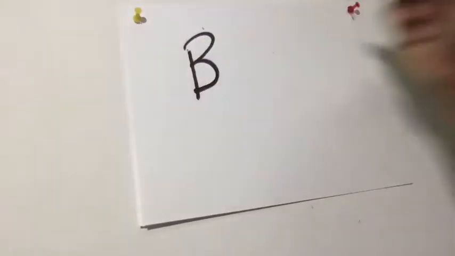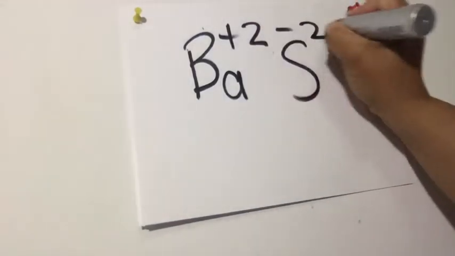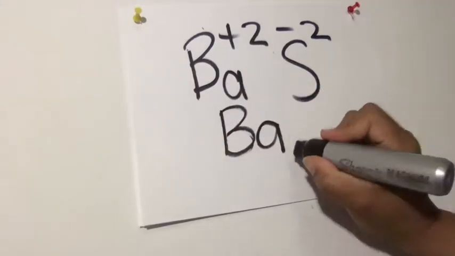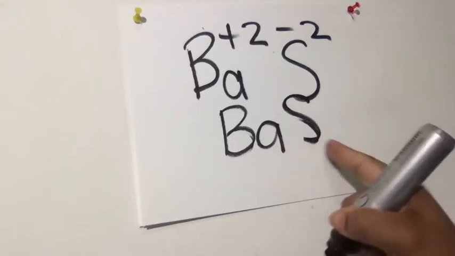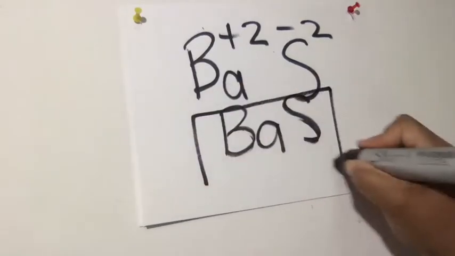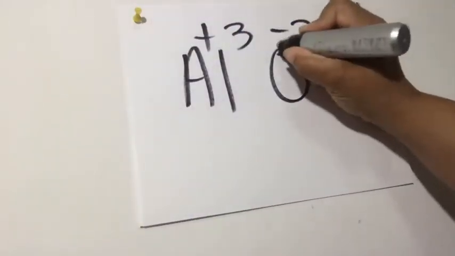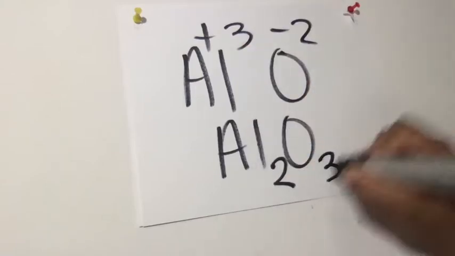So now we have barium. Another example. Barium plus 2, S minus 2. But mathematically, that's just 1 to 1. So we just write BaS. It's just 1 to 1, so we simplify it. BaS. That's it. Okay? Another example. We have Al plus 3 and O minus 2. Aluminum oxide. The 2 and the 3, just switch it up. Al2O3. Just switch up the numbers.